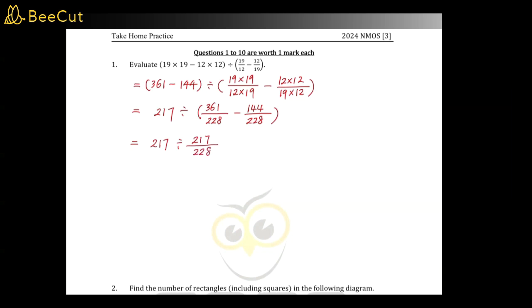Now, divided by a fraction is the same as times the reciprocal. So this equals to 217 times 228 over 217. We swap the position for the numerator and denominator. And now we cancel the common factors 217. The answer is 228.